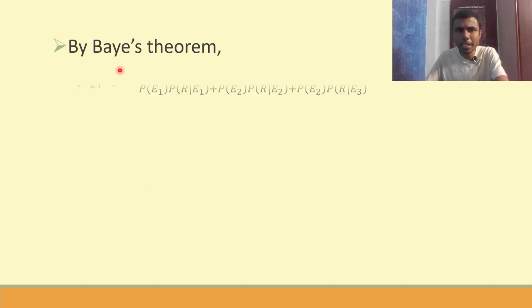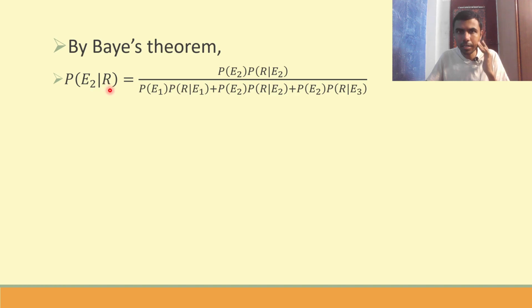Now, P of E2 by R is nothing but P of E2 into P of R by E2, divided by P of E1 into P of R by E1 plus P of E2 into P of R by E2 plus P of E3 into P of R by E3. It's not by, it's given, P of R given E2, but I just call it as by sometimes. Some mistakes happen.